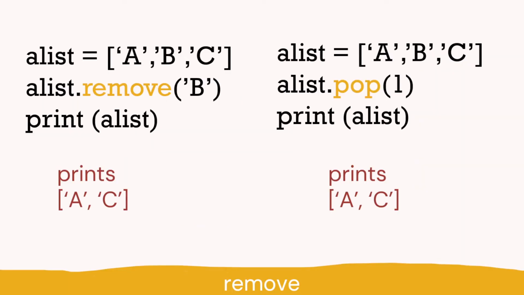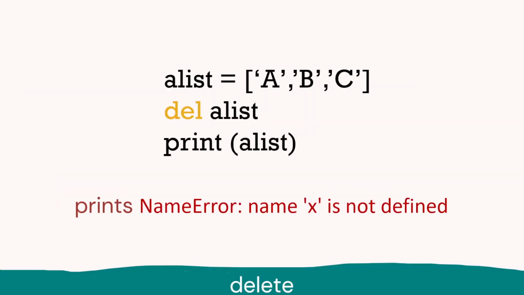So the first example, we remove the actual element B, so that gives us a list of A and C. In the second example, we use pop. Now, if there's no number in brackets, pop will take the last element of a list. In this case, we've got 1 in brackets, and index 1 is the B. So that will leave us with a list A and C. If we delete, then the list completely disappears. So if we try to print it, we'd get an error message.